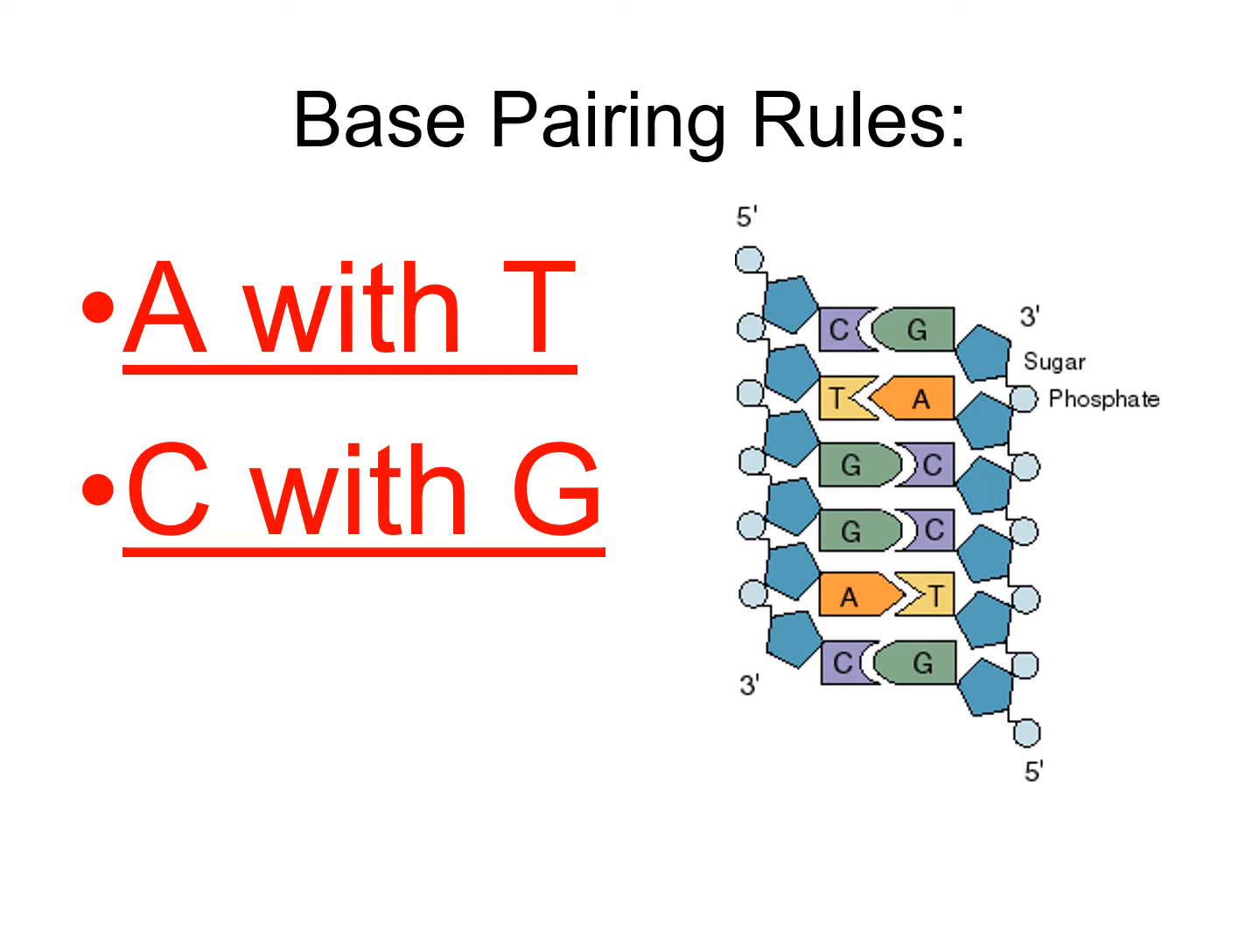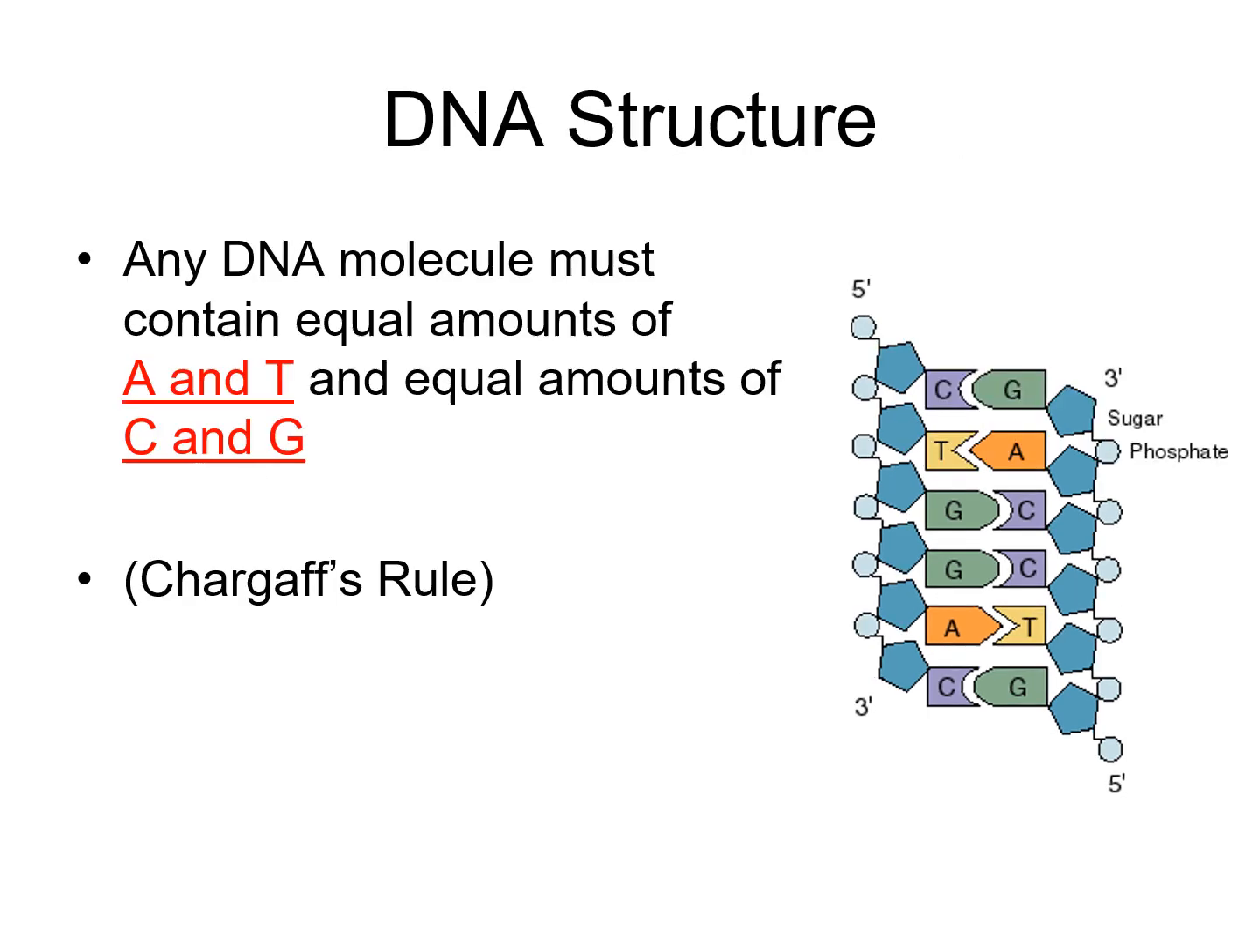And it's also what we call Chargaff's rule, named after the gentleman who was able to figure out the correlation between these nitrogen bases, as you can see here. Okay. Chargaff's rule, again, any DNA molecule must contain equal amounts of adenine and thymine and equal amounts of cytosine and guanine. So again, whatever you have on the left, its partner is going to be on the right. And they have to fit together like pieces of a puzzle. They have to be complementary to each other.